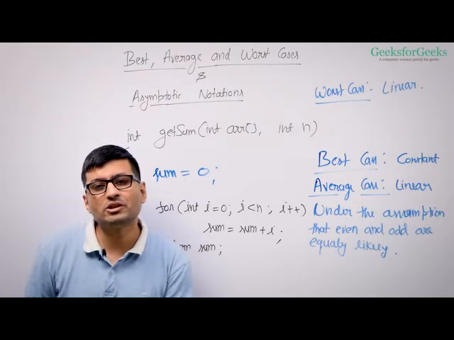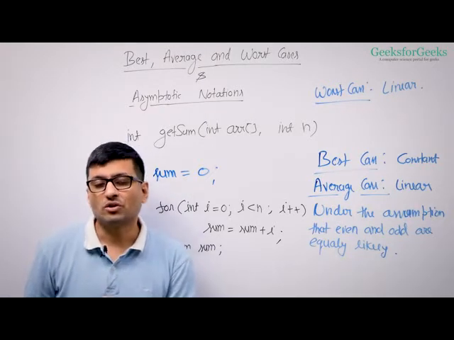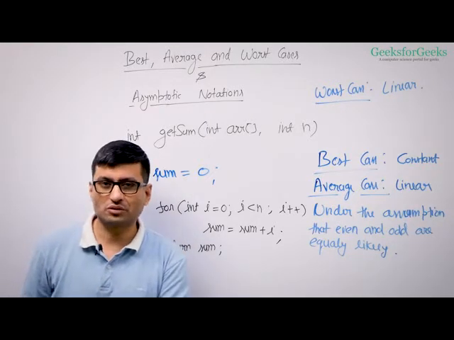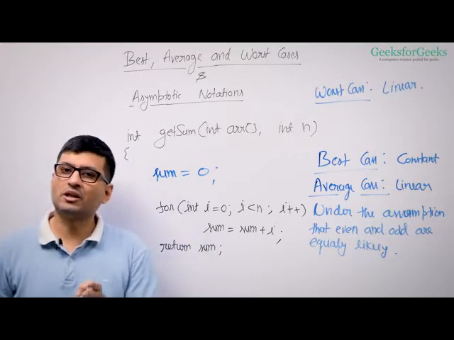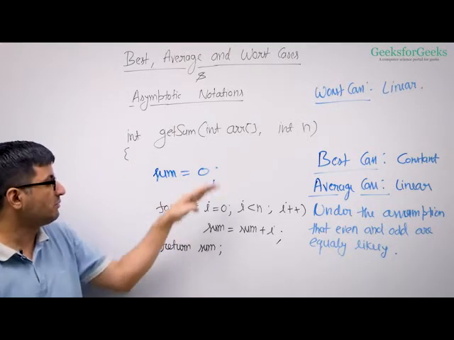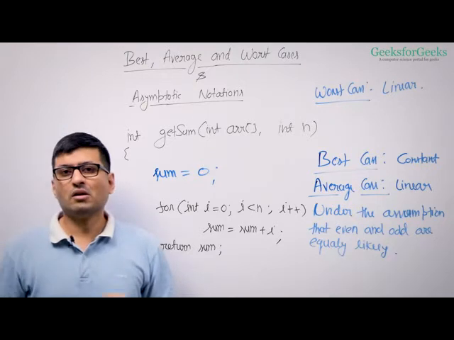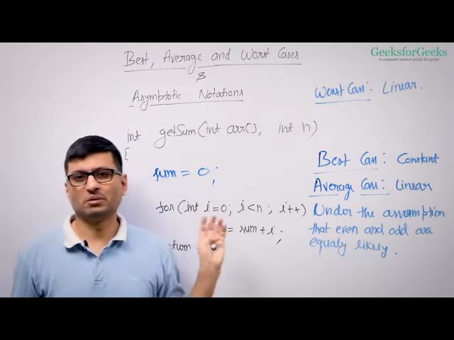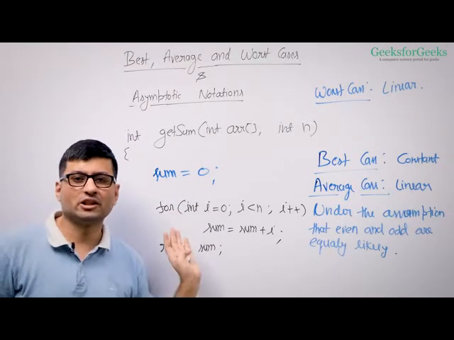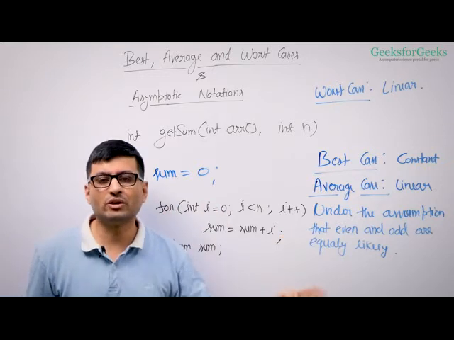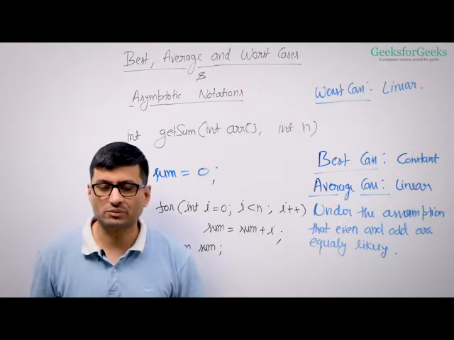There are examples of algorithms which always have same order of growth in all cases. Merge sort is an example. This sum is an example. Minimum of an array is an example. Maximum of an array is an example. You will have to traverse through the whole array to find the minimum and maximum also.